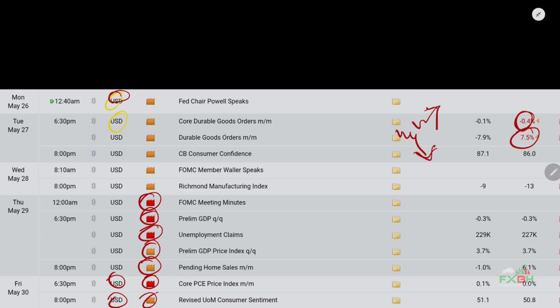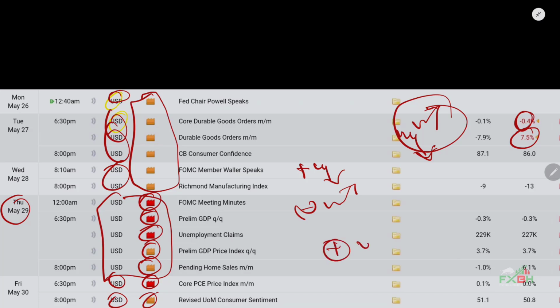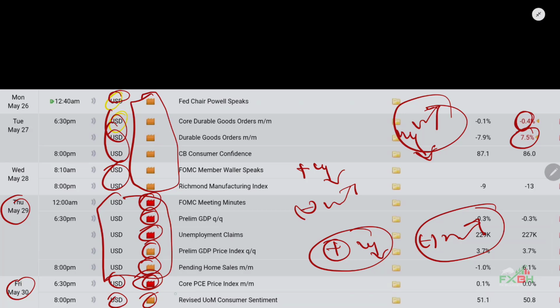On Tuesday we have three news. The same thing will happen there: for positive data we will sell gold, for negative data we will buy gold. On Wednesday we have two news, and those are all semi-major news. On Thursday we have a lot of major news, and in that case for positive data we will sell gold, for negative data we will buy gold. And on Friday, as you can see, there is major news, and the same thing will happen there.